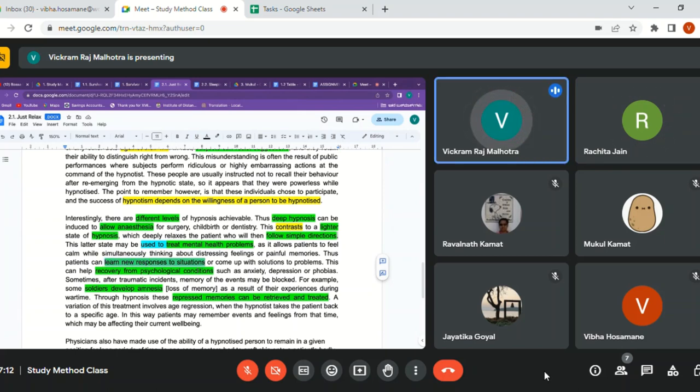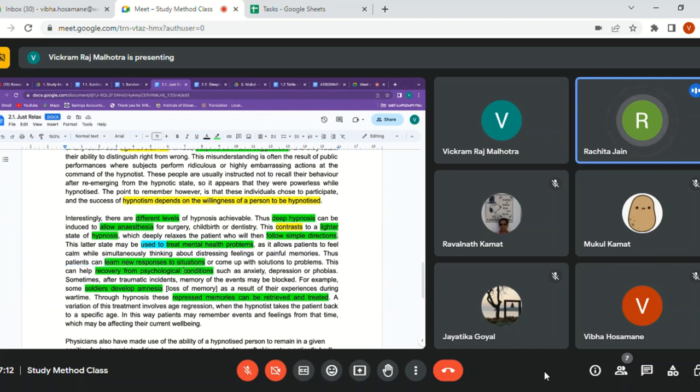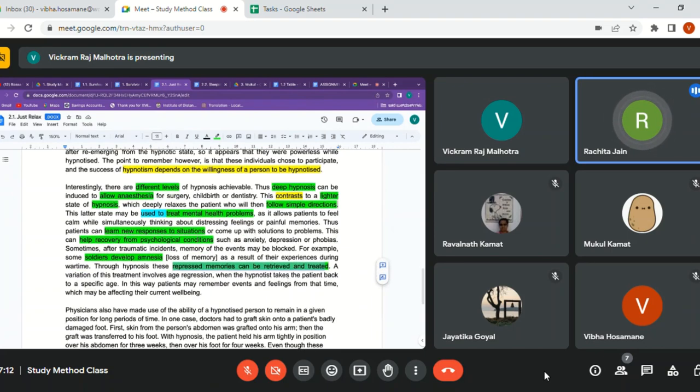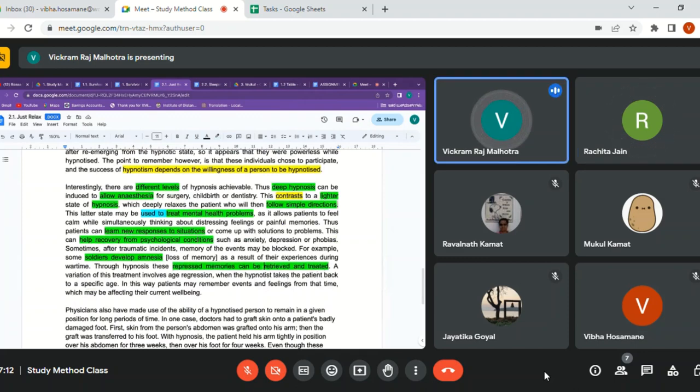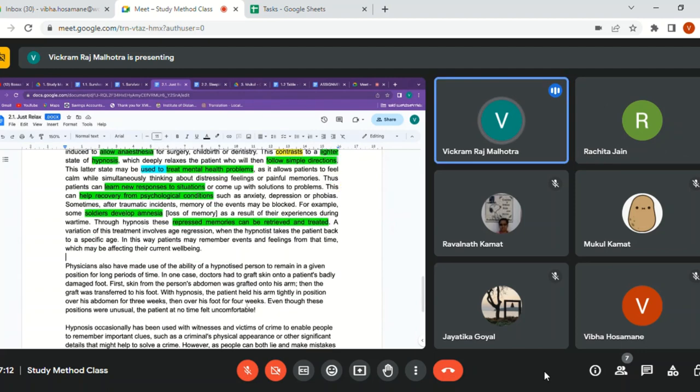And the next highlighted word or keyword? Patients can learn new responses to situations. And? Recovery from psychological conditions. Yes. And? Last one. Repressed memories can be retrieved and treated. Do you know the word retrieved? You understand it? Good.